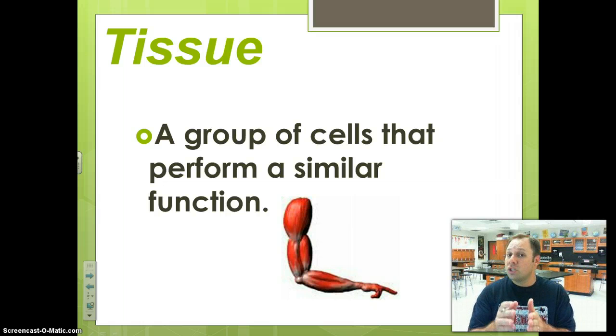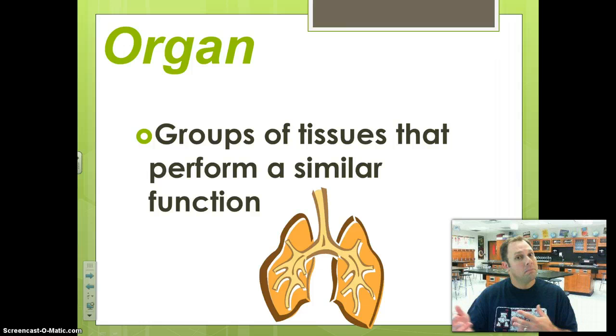If I have similar tissues working together, like a bunch of muscle tissues working together, I'm going to get an organ, like the bicep being a muscle organ. Or if I have a bunch of similar lung tissues working together, I get the lung organ. So we have cells, a bunch of similar cells working together, we get tissues, a bunch of similar tissues working together, then we get organs.